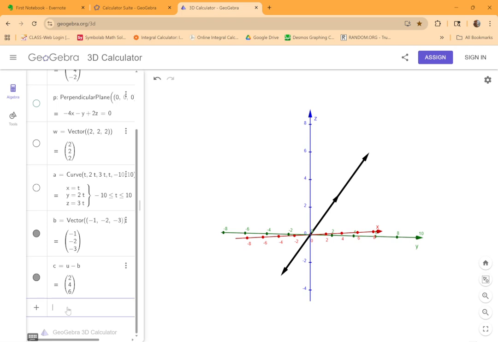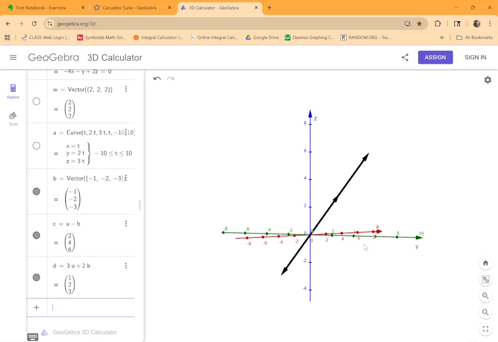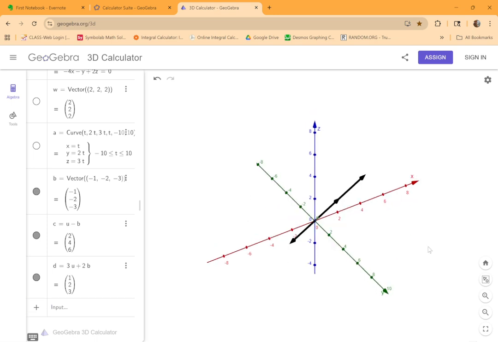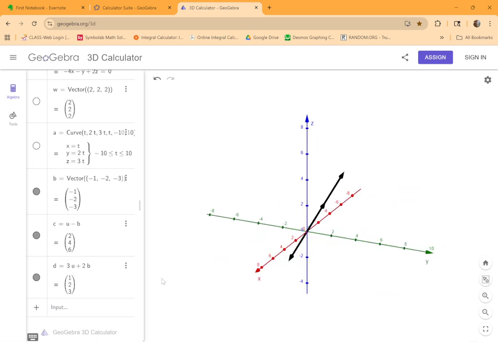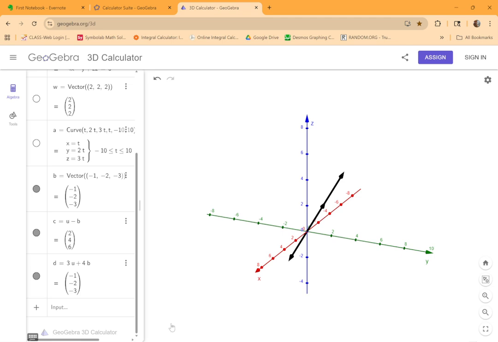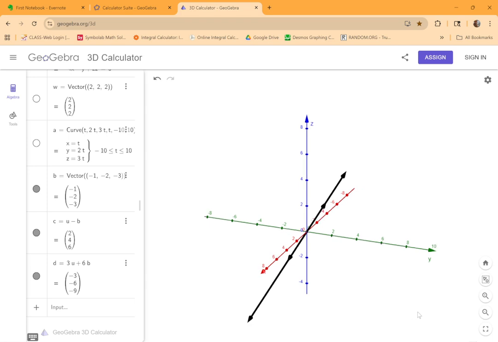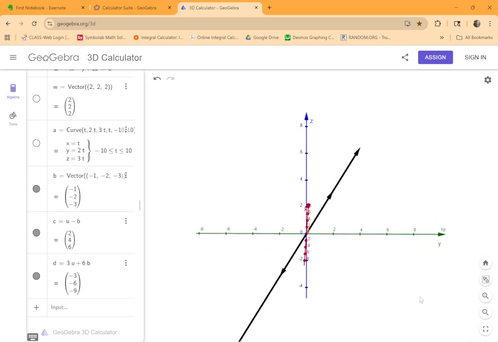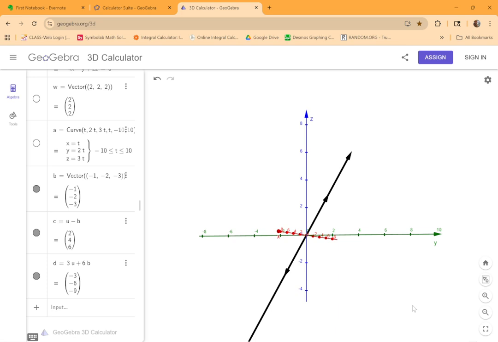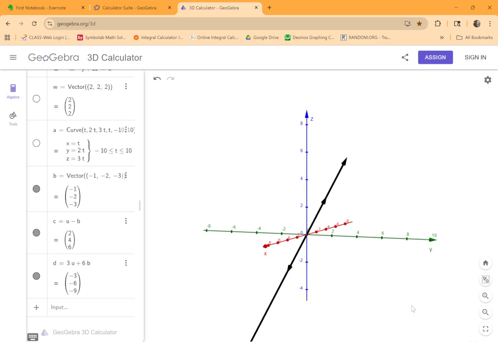Let's call this one 3u plus 2b. And we could see here, actually that one got me back to the original. How about, let's call that 4b. 6b. There we go. So we could see here that those tend to lie when we're building what kind of object? It looks like it's just a line.